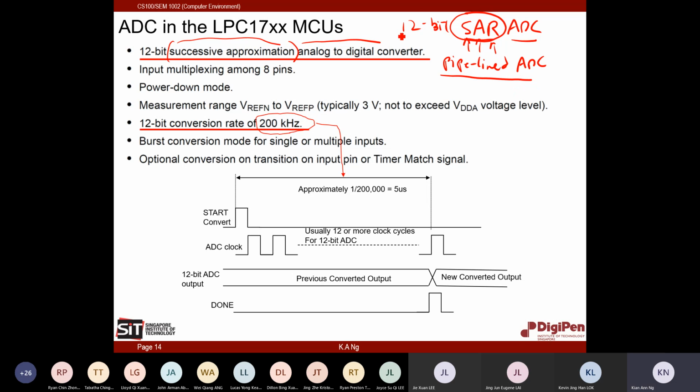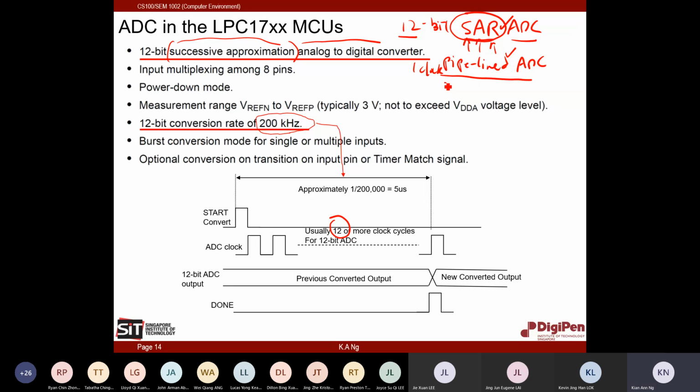A SAR ADC, if it's 12-bit, you can see in the diagram here, usually takes 12 clock cycles to complete one conversion. The pipeline ADC takes 1 clock cycle, so it's very fast, but it has a latency. This one I won't go through, but for your general knowledge, you will see either SAR ADC or pipeline.